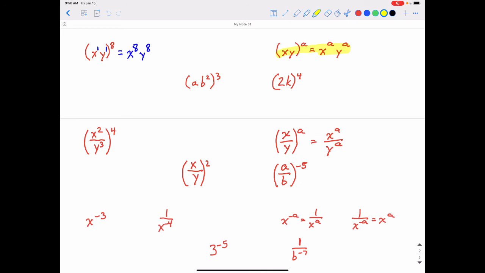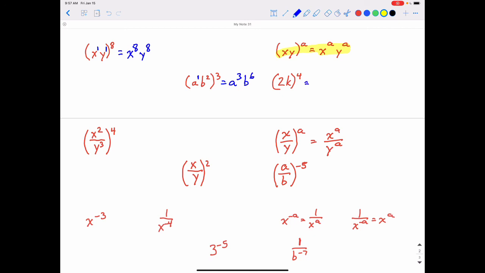So if we have ab squared to the 3rd power, remember there is a 1 with this a, so we're going to take 1 times 3, which is 3, so that's a to the 3rd power. And b to the second to the 3rd power would be 2 times 3, which would be b to the 6th power.